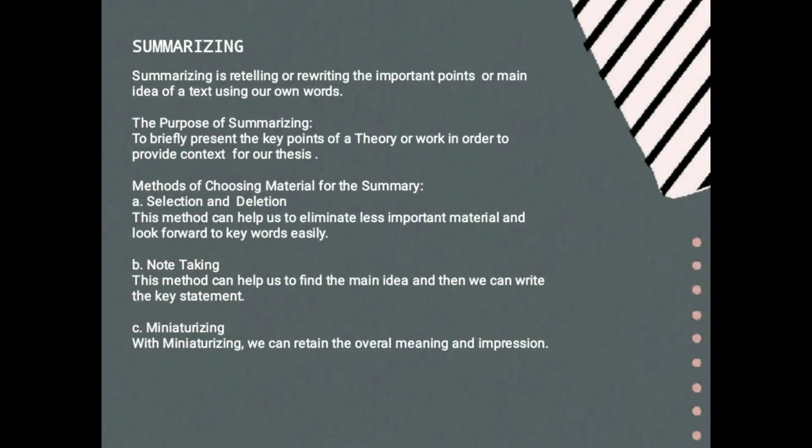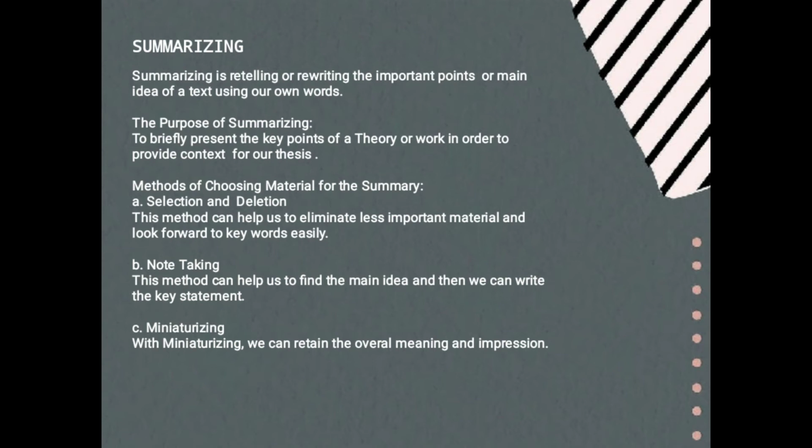Summarizing. What is summarizing? Summarizing is retelling or rewriting the important points or main idea of a text using our own words. The purpose of summarizing is to briefly present the key points of a theory or work in order to provide context for our thesis.